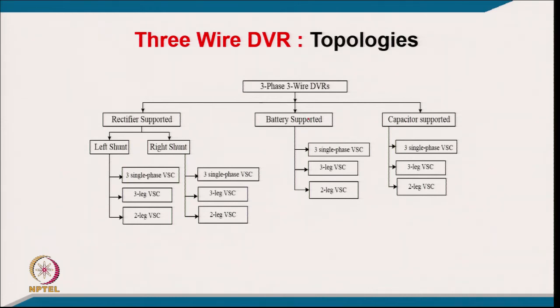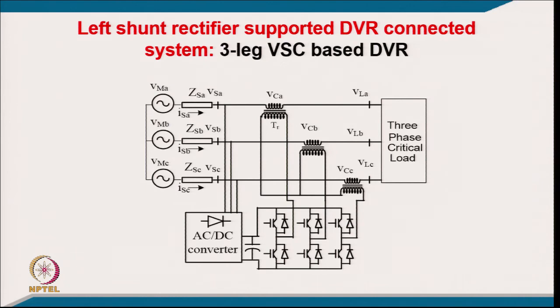Another classification is the 3-phase 3-wire DVR, which we can have battery supported for all 3 configurations, like 3 single-phase voltage source converters, or a 3-leg voltage source converter, or a 2-leg voltage source converter, or we can have a self-supported, capacitor-supported DVR with 3 single-phase VSC, or 3-phase 3-leg VSC, or 2-leg VSC. One very important aspect is that in capacitor supported as well as rectifier supported, you have some limitations, we will talk about those limitations a little later.